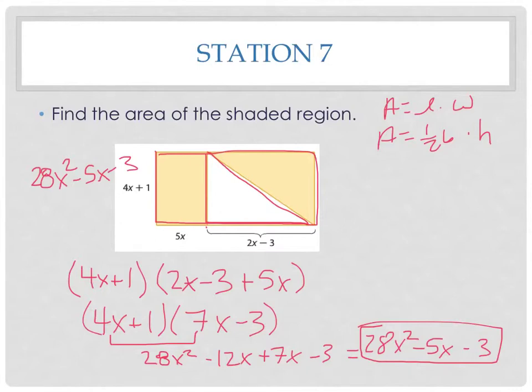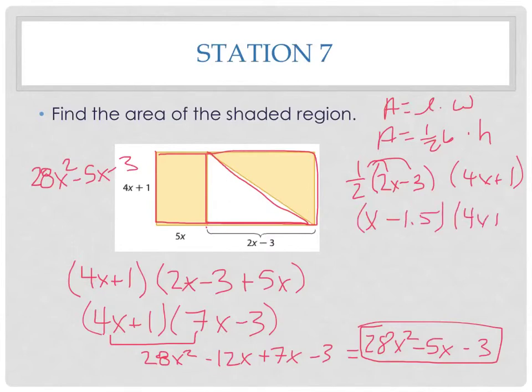1/2 times the base, 2x minus 3, and then times the height, which again is 4x plus 1. So I'm going to distribute the half over the 2x and over the negative 3. So that's going to be x, and then half of 3 is negative 1.5, times 4x plus 1.